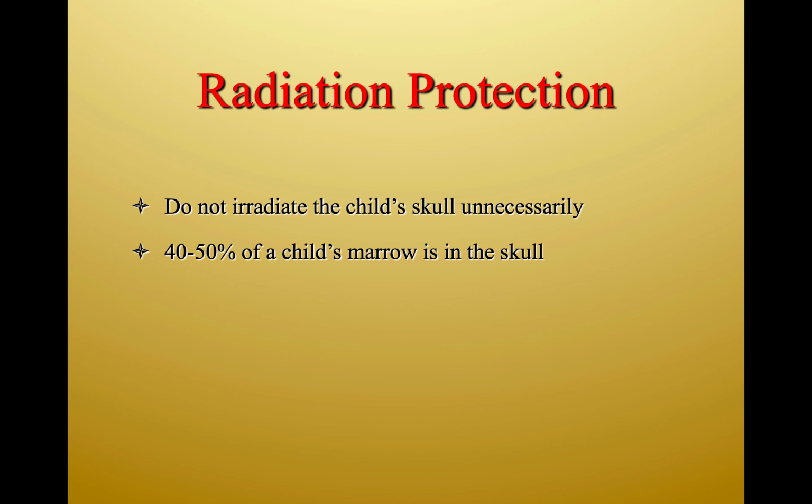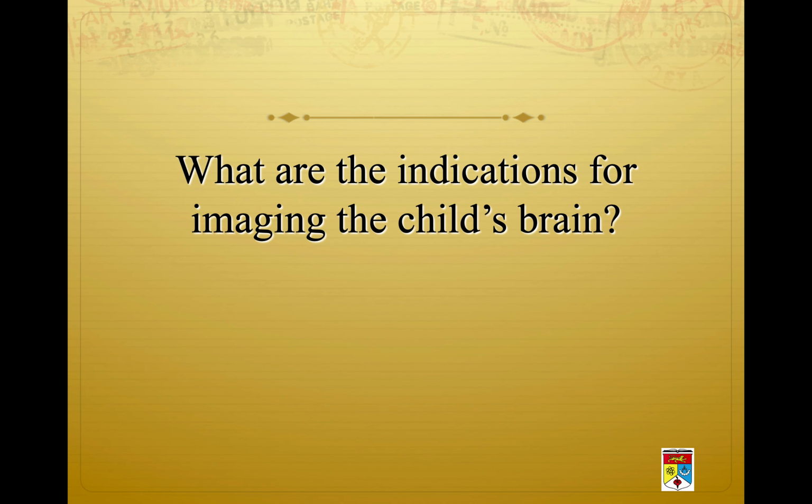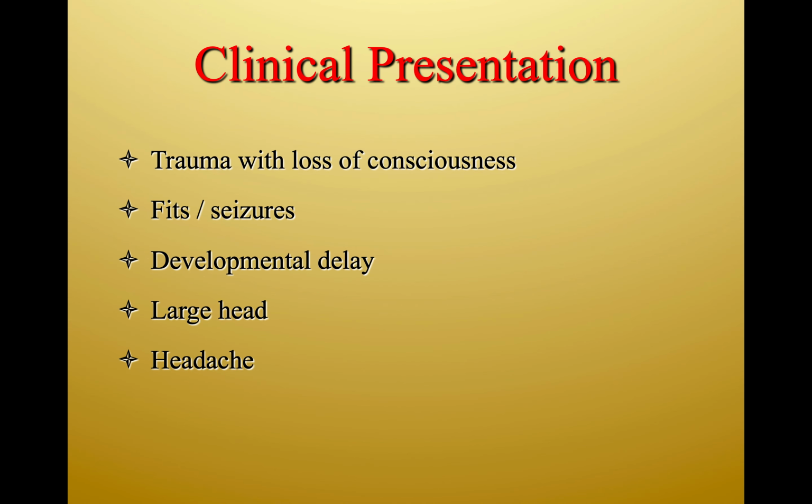because we know that unlike in adults, in the child's marrow within the skull itself, there is already 40 to 50% red marrow. So it means there are still blood byproducts inside the marrow, and that's why it's still developing, and we do not want to radiate that area unnecessarily. Okay, so what are the indications for imaging in a child's brain?